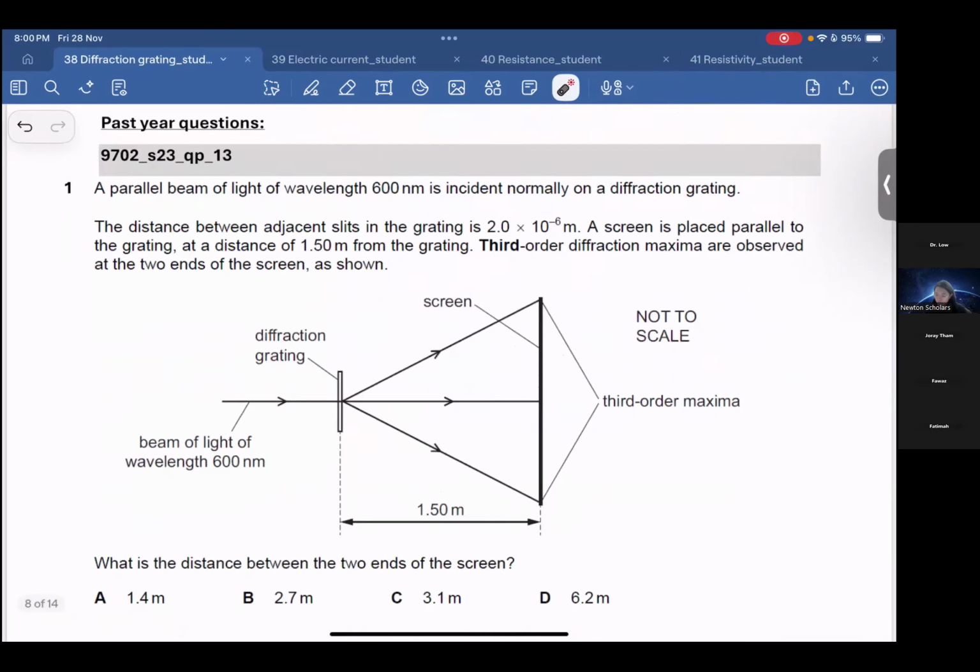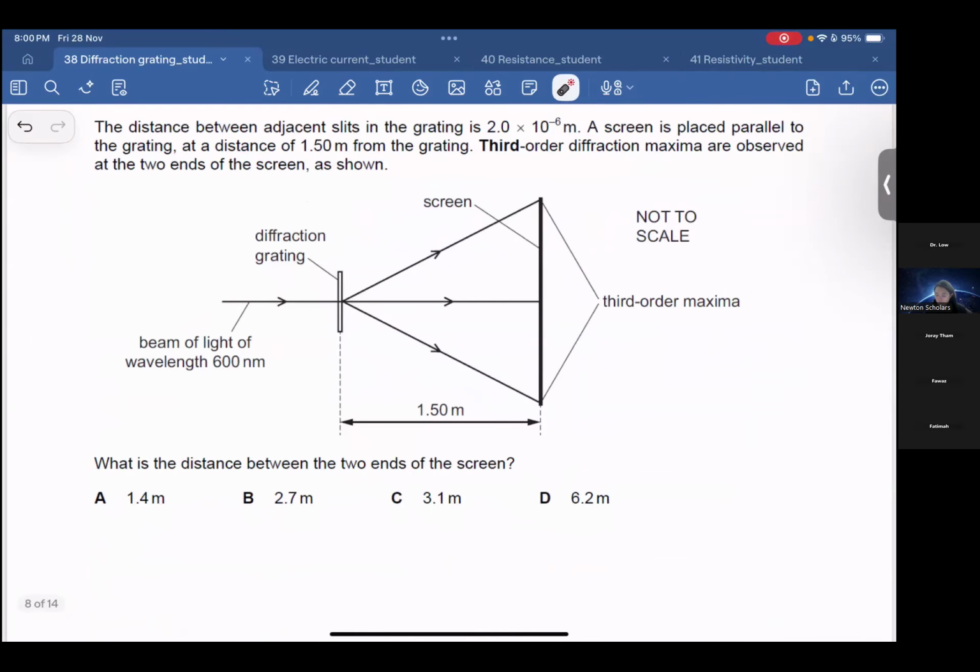So for this, can you try? I already gave you the hints. You can calculate the angle first. Then after that, you use a mathematic way to find out what your distance is here. And then they're asking you the distance between two ends, then times 2. Okay, do your calculation. Correct, correct. Good job.